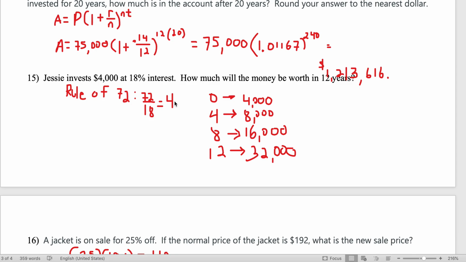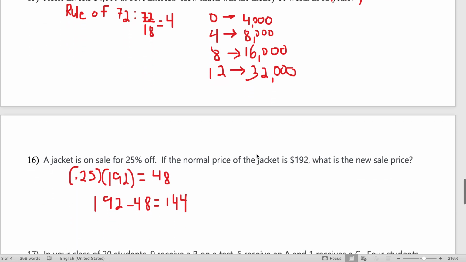72 over 18 is 4. That means it takes 4 years to double. So you start with 4,000. 4 years later, you have 8,000. 4 years later, 8 doubles to 16,000. And 4 years later, it doubles to 32,000.